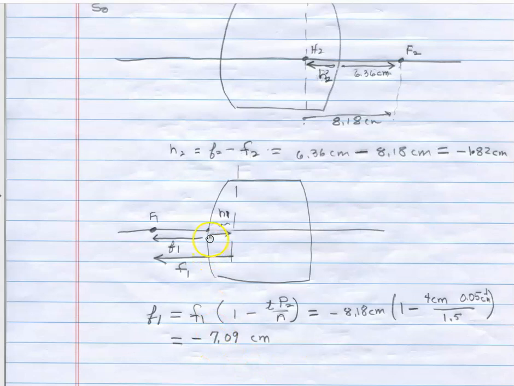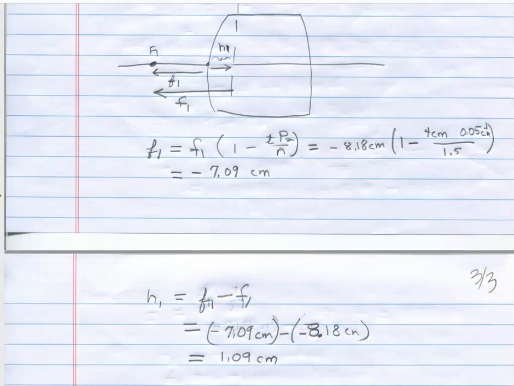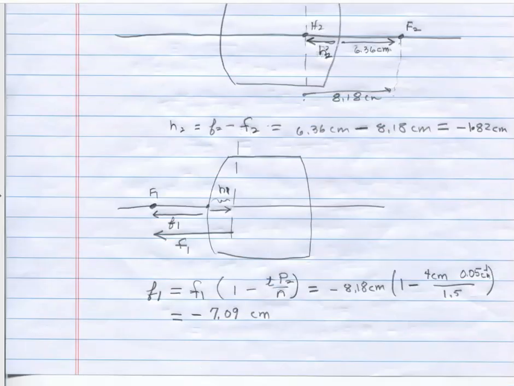Notice it's negative, so it's in this direction, and it always locates the focal point. To the right is positive, to the left is negative, our sign convention. And F1 likewise is negative. From a knowledge of script F1 and F1, minus 7.09 and minus 8.18, you can get H1, but I usually use the formula. H1 is script F1 minus F1. If you put both of those numbers in, you get a positive 1.09. Positive, again from the vertex, locates the front principal plane.